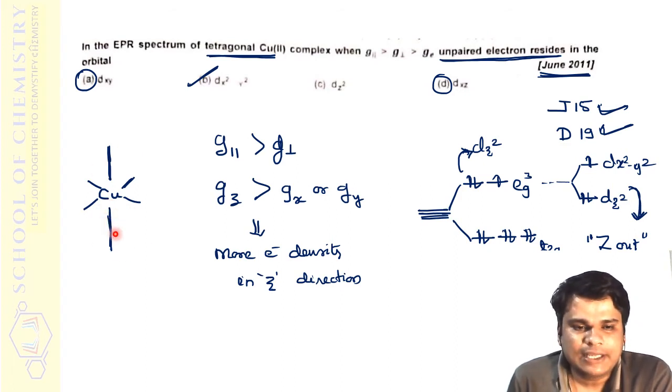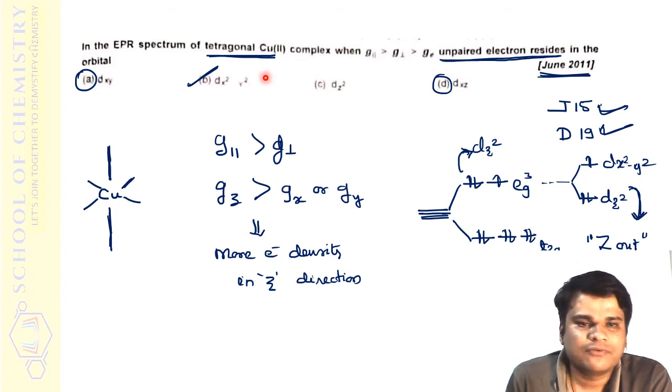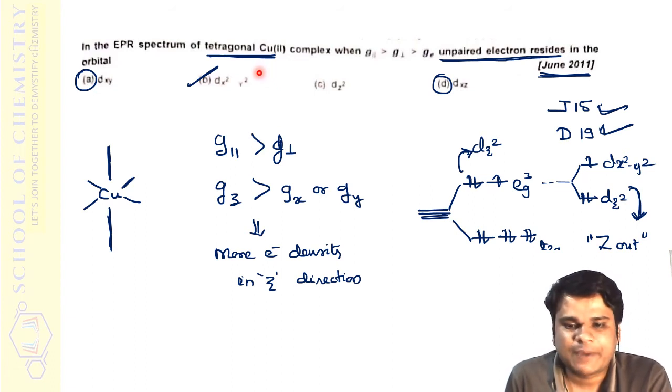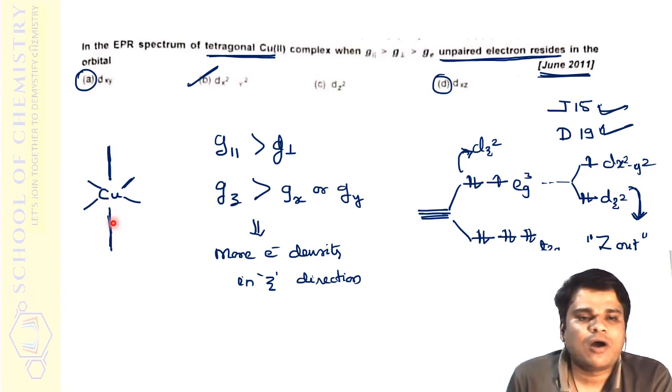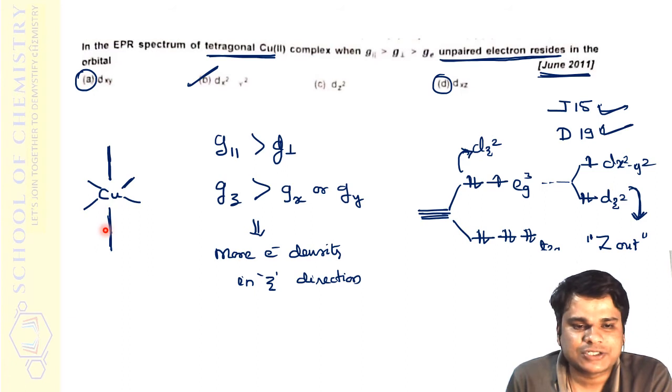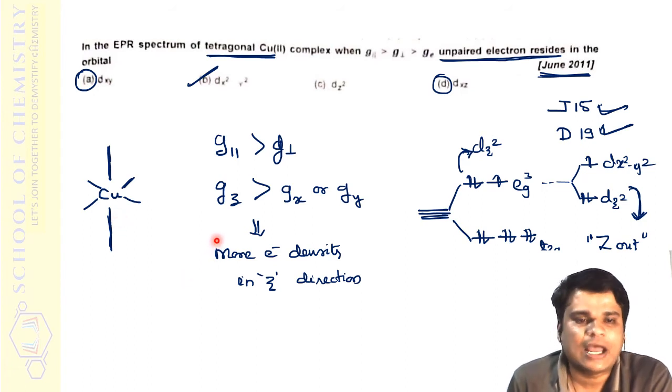Now typically from the EPR perspective, tetragonal geometry will give rise to an axial spectrum. We have seen three different kinds of spectrum. If the environment is totally cubical, you get a g iso spectrum, the isotropic spectrum. If it is tetragonal elongation, we get an axial spectrum. And if the environment is of lower symmetry than this, we can get three different values, gx, gy, gz. So that aspect we know.